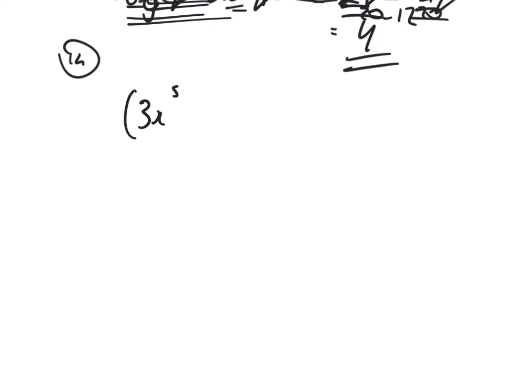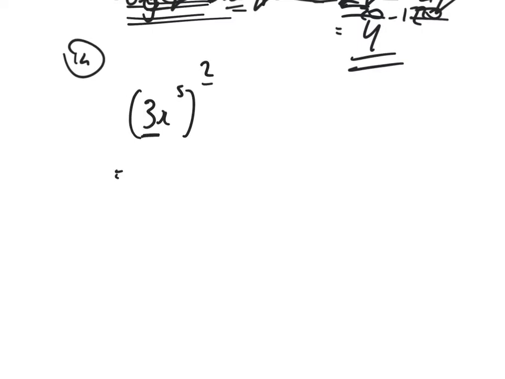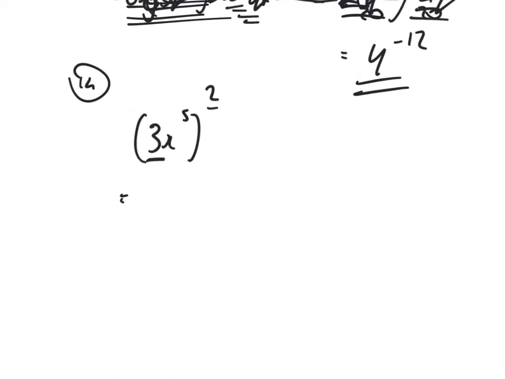Example 14, 3x to the power 5 brought to the power 2. So a mistake that people make at that time is to do 3 times 2, but it's definitely still 3 squared. 3 squared is 9, but it's the powers that I multiply. 5 times 2 is 10, 9x to the 10.